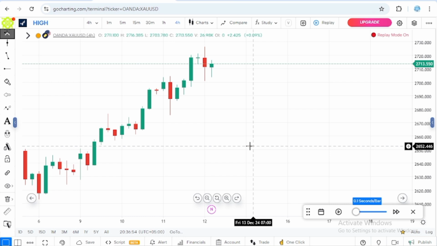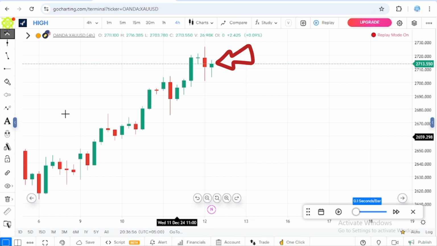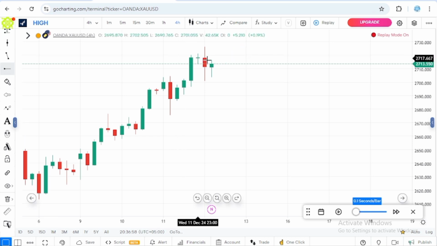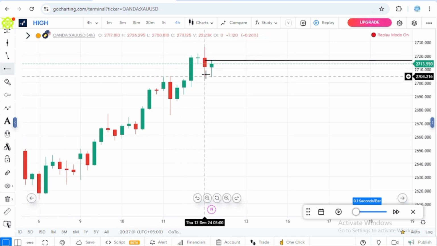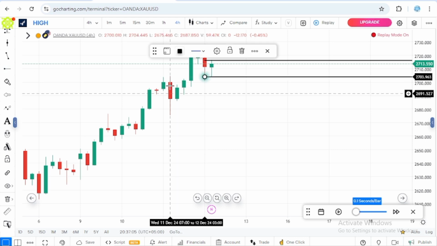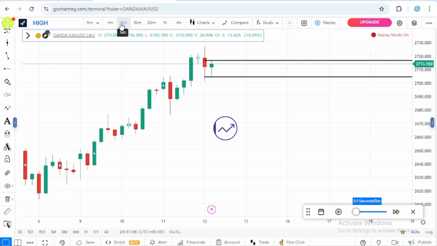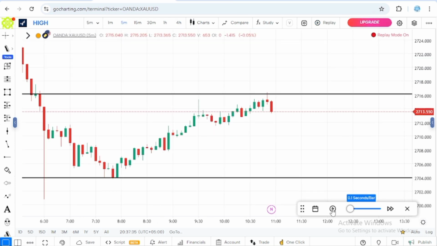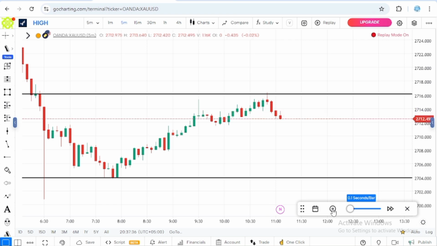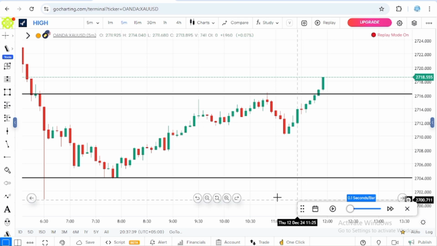Here we have another example. As you can see, this is an inside bar candle. We will mark out the highs and lows of this inside bar candle. After that, we will shift to the 5-minute time frame. Now we will wait for the price to manipulate toward the high or low. As you can see, it reaches the high, so we will be looking for a sell.